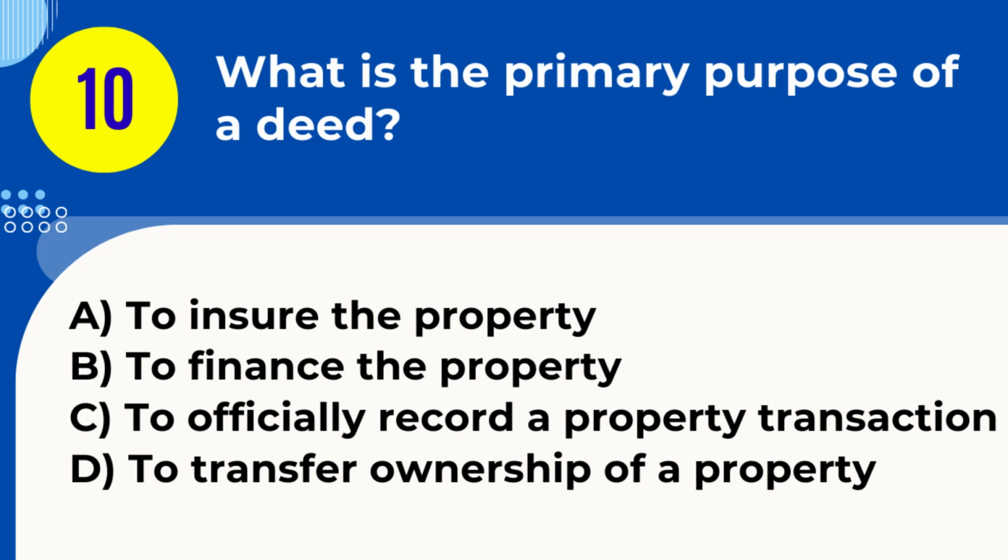Question 10. What is the primary purpose of a deed? A. To insure the property. B. To finance the property. C. To officially record a property transaction. D. To transfer ownership of a property. Answer. D. To transfer ownership of a property. Explanation. The primary purpose of a deed is to formally transfer ownership of a property from one party to another.